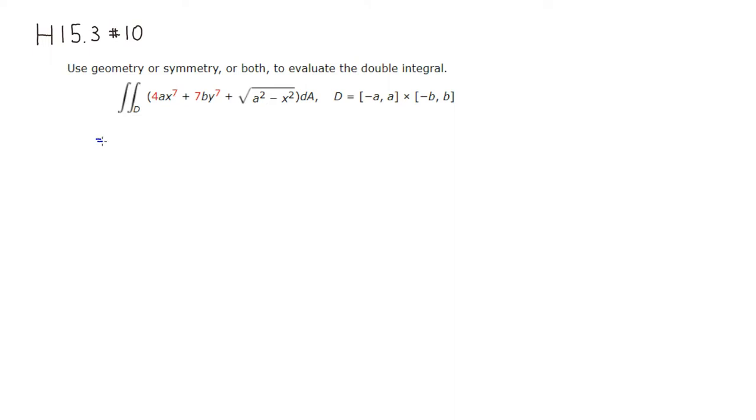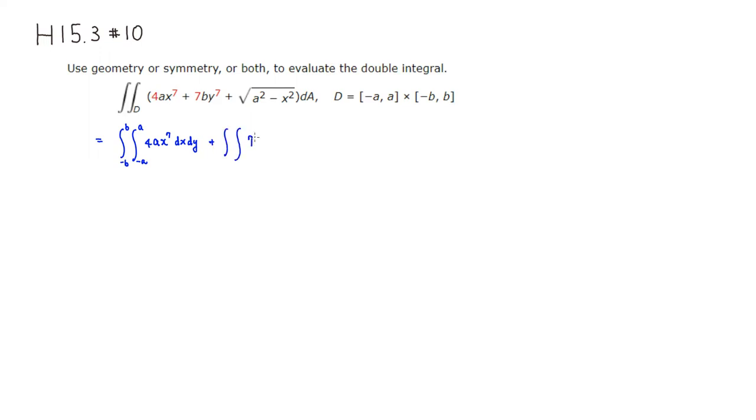So you have a double integral here, and I'll do the 4a x to the 7th power. I'm going to do it with respect to x first, so dx dy. Since we're doing dx first, it's negative a to positive a, negative b to positive b. For the second term, I'm going to do this one with respect to y.